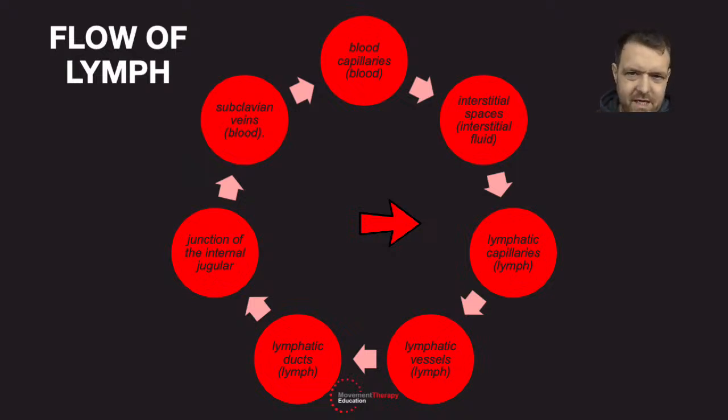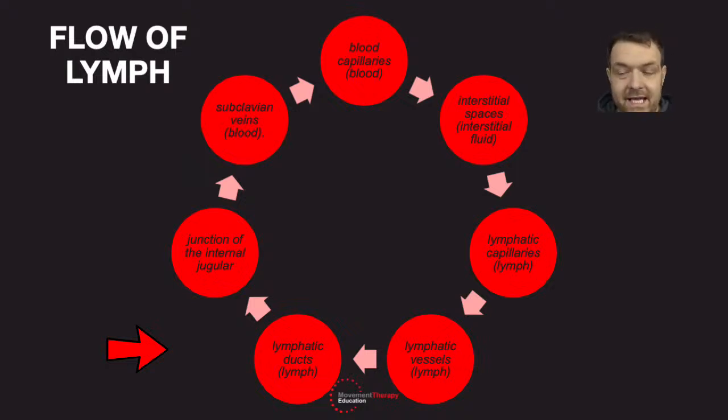So we were looking at where the flow was last time, so we'll go over that again. And it gives you an understanding then of why certain areas of the body will swell up if the lymphatic system has been affected in that particular region of the body.